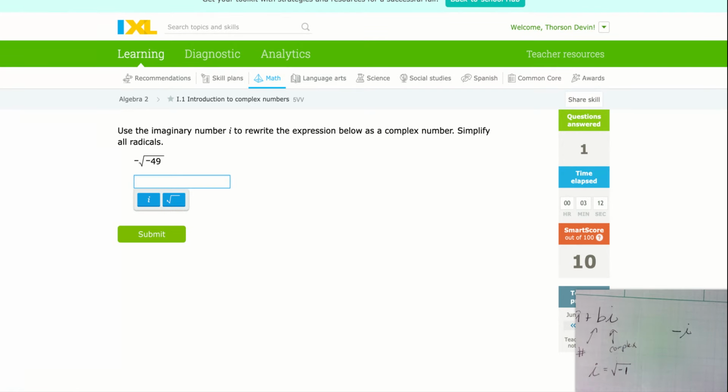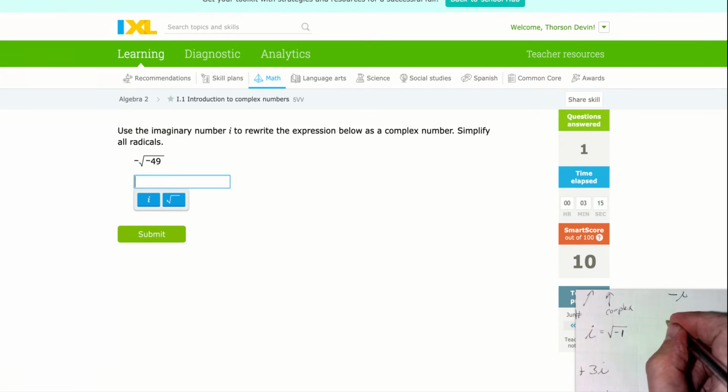Now here we have a negative square root of -49. Well, I know what the square root of 49 is. It's 7. But the square root of the negative is i. Don't think these negatives cancel. Just like on the first problem we just did, they don't, because you square root that negative, which gives you i, and then we have the negative sitting out front. So the negative square root of -49 would be -7i.